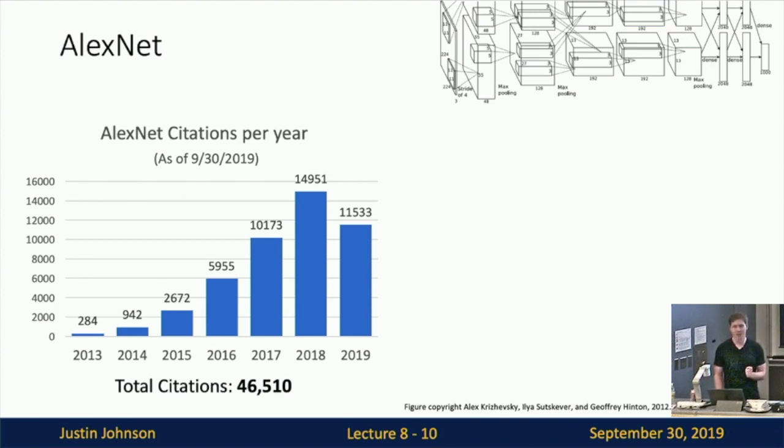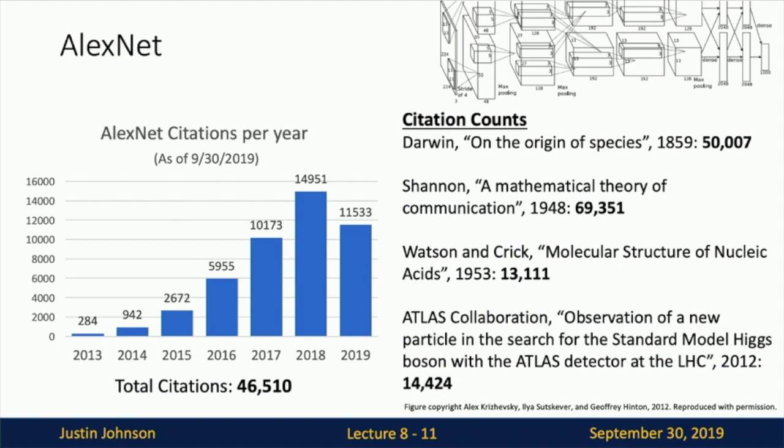And to put this into context, I think it's also interesting to compare these citations with some other famous scientific papers throughout history. For example, Darwin's Origin of Species back in 1859 has something like a similar number of citations as AlexNet does today. Or Claude Shannon's A Mathematical Theory of Communication, which invented the field of information theory, had something like 69,000 citations, and it was published in 1948.